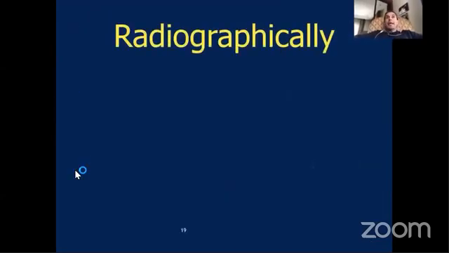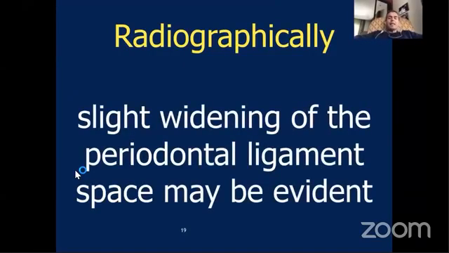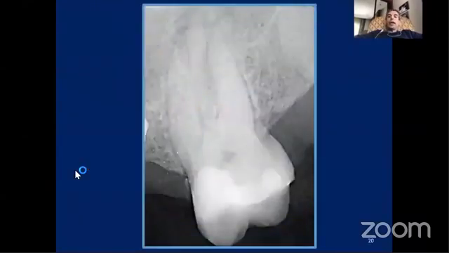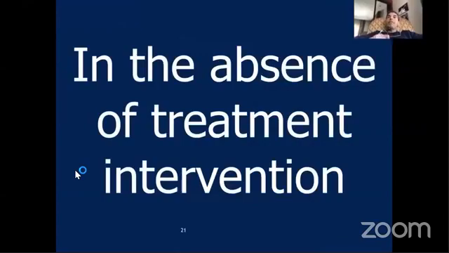If we take an X-ray for this tooth, radiographically, we might see slight widening of the periodontal ligament space, and this widening of the lamina dura is apparent on the X-ray, as we can see in this X-ray here. Now, if the patient did not take any treatment from the dentist, if he was ignorant and did not go to a dental clinic, what will happen?